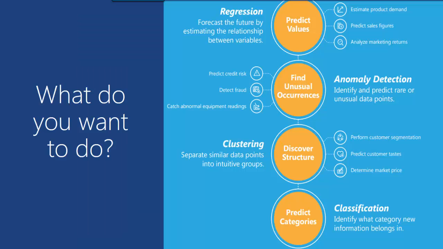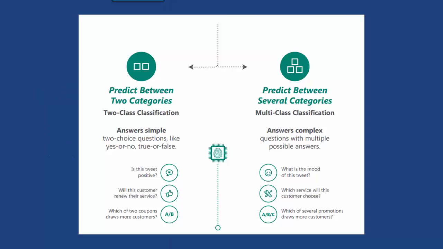So just to reiterate, there are 4 main categories of algorithms. You'll use a regression algorithm when you want to predict a continuous set of data. You use an anomaly detection algorithm whenever you want to find some kind of unusual occurrence. You use clustering algorithms whenever you want to discover structure, and you use classification algorithms whenever you want to predict categories. Under classification, it can be either a binary class, which is basically a 2-class algorithm, or a multiple class algorithm, depending upon the way you want to use it.